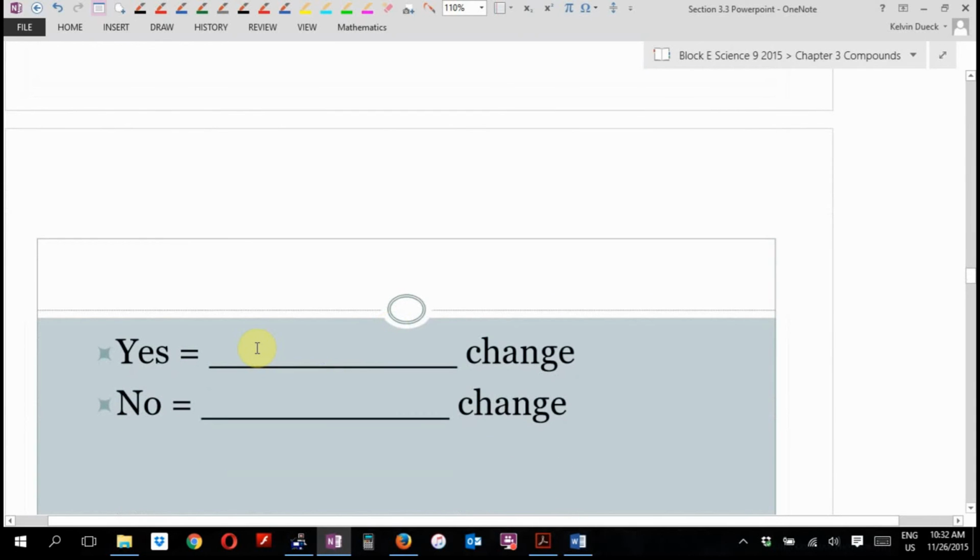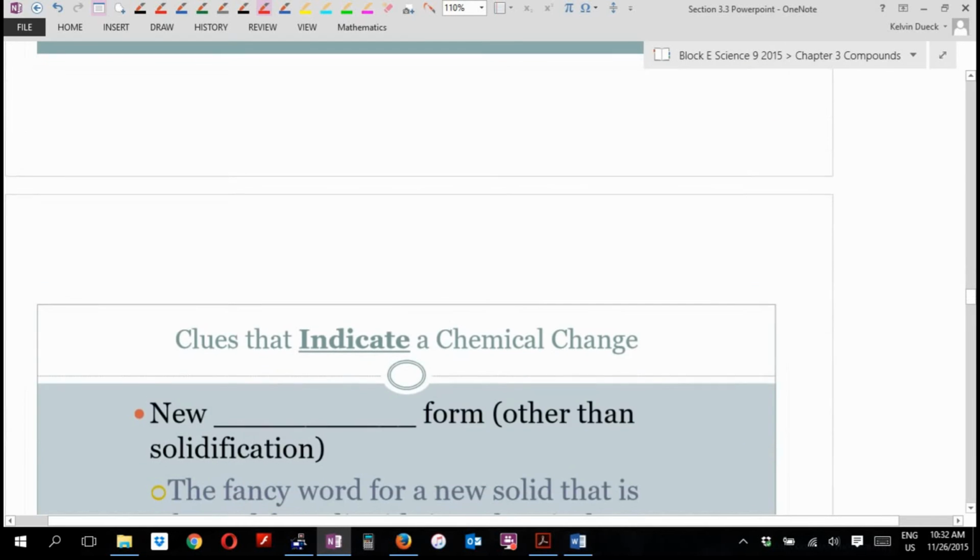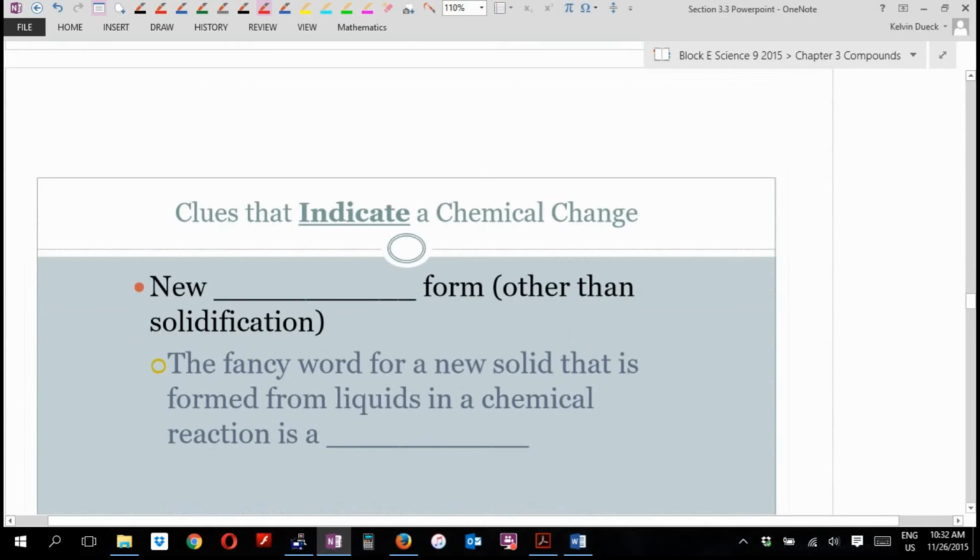Okay? So, was something new produced? If yes, chemical. If no, physical. But then there are going to be some more clues, and this is where we're going to get into Brooks' earlier comment. So, what are some clues that can indicate a chemical change is going on?